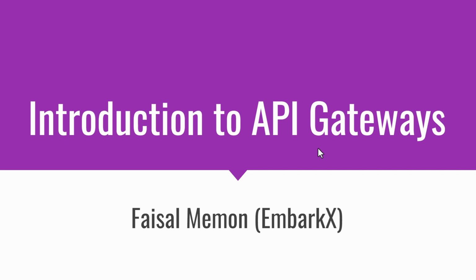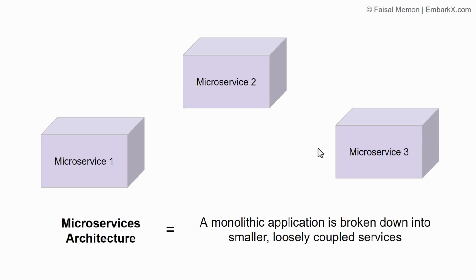Hello and welcome. So let us start talking about what is an API gateway. Before we talk about API gateway, let us do a recap of the basic premise of microservices. In a microservices architecture, the monolithic application is broken down into small loosely coupled services, and each service corresponds to a specific business functionality and can be developed, deployed, and scaled independently. So here you have 3 microservices, and they all serve a specific business purpose and they are independent.